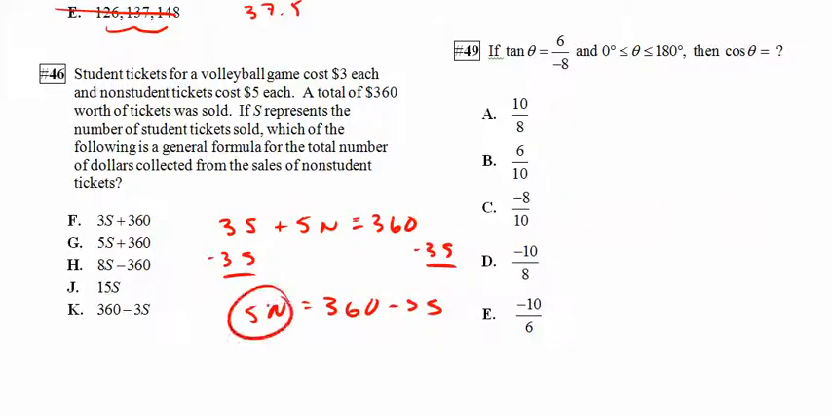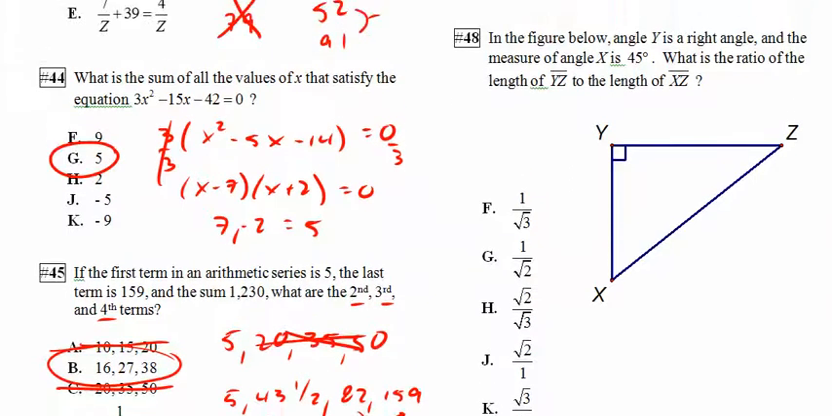Now this is the total amount that's sold. If we want to divide by 5, we could do that. And that would tell us how many tickets are sold, because that's what n means, how many tickets. But if we want just dollars, then we're done. 360 minus 3s. That's it. Goofy problem. Really got to think before you jump ahead on that.